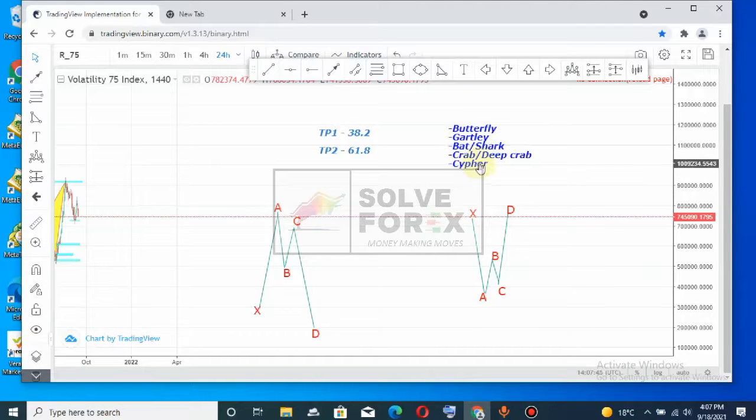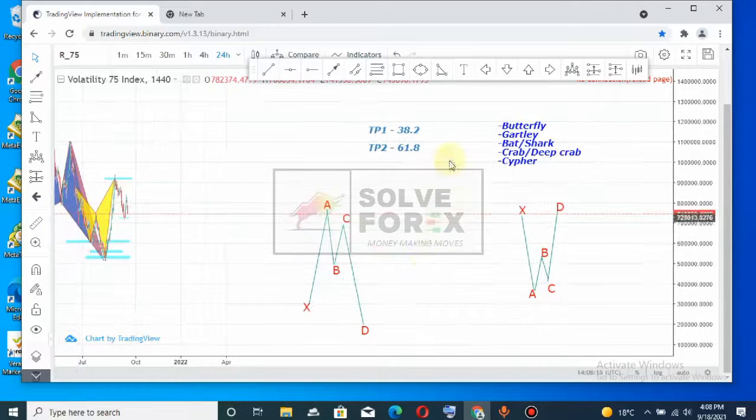The cipher, I don't use it that much. If you check on top, there's a butterfly pattern, there's also Gartley pattern. Bat and shark are more or less the same. I'm gonna explain why I say so. Crab pattern and deep crab pattern are more or less the same also. I'm gonna explain why I say they are more or less the same. Cipher pattern is one on its own, but I'm not gonna go deep on it because I don't use cipher patterns that much. Okay guys, let's dive deep into butterfly pattern.